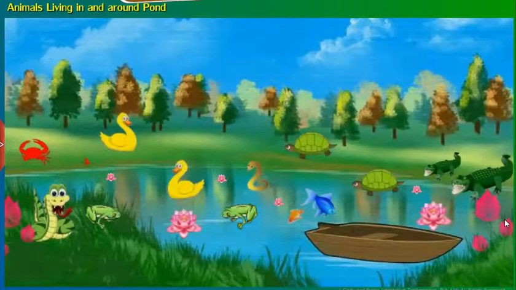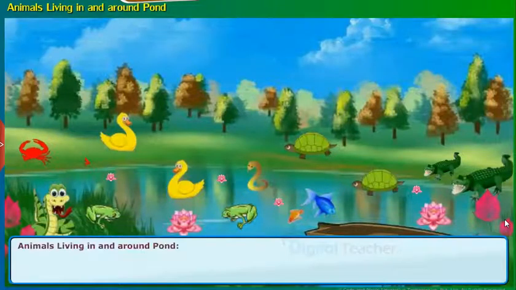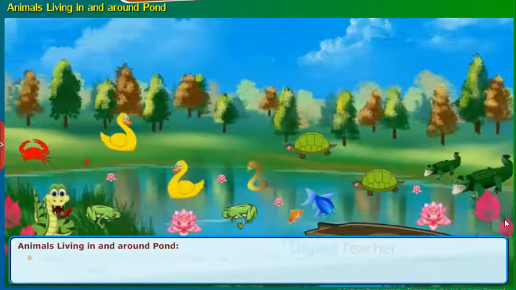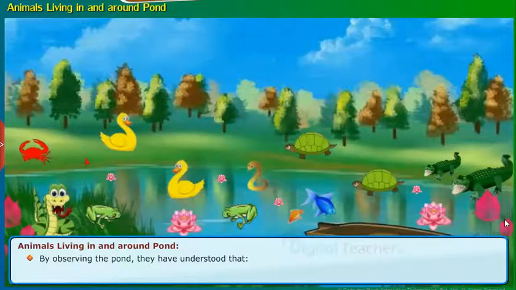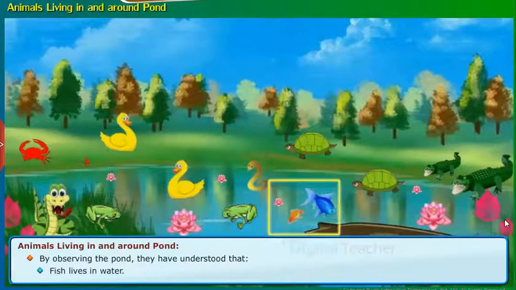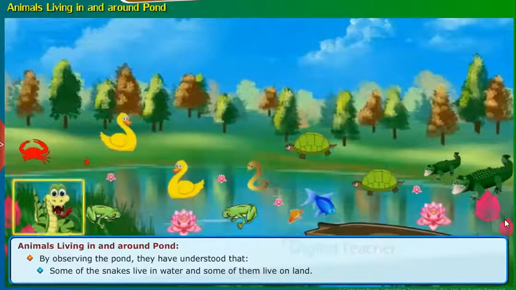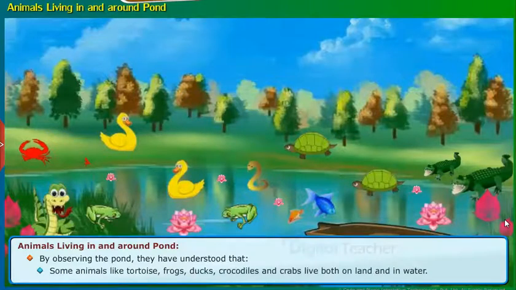Here, let us study about the animals that live in water. Rohan's farm also has a pond. All of them went to the pond. There they have seen different animals in and around the pond. By observing the pond, they have understood that fish lives in water. Some of these snakes live in water and some of them live on land. Some animals like tortoise, frogs, ducks, crocodiles and crabs live both on land and in water.